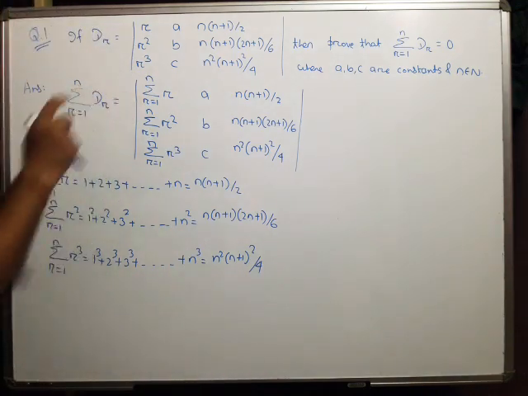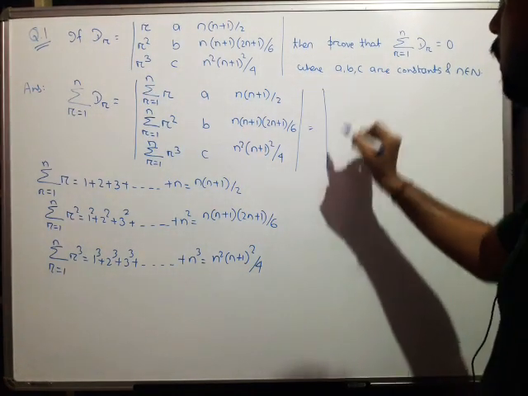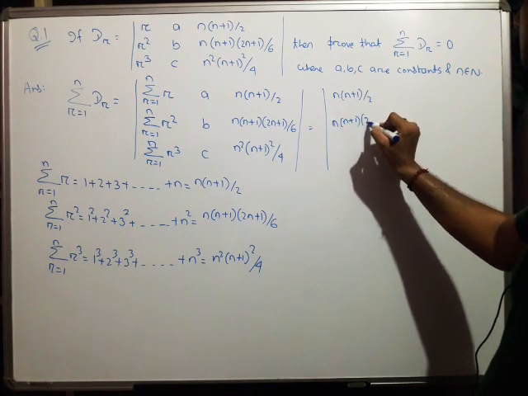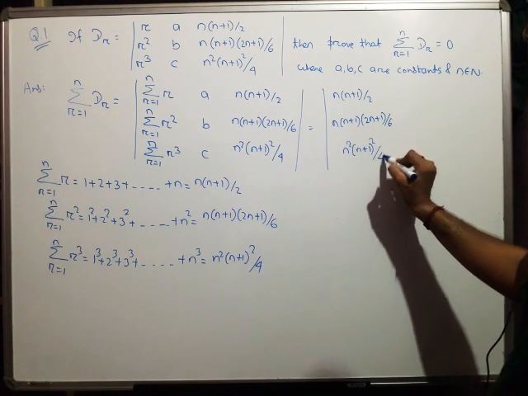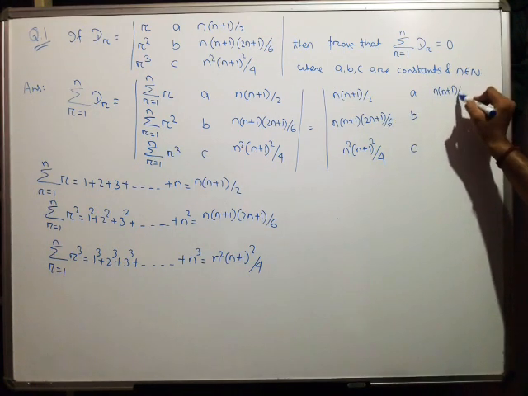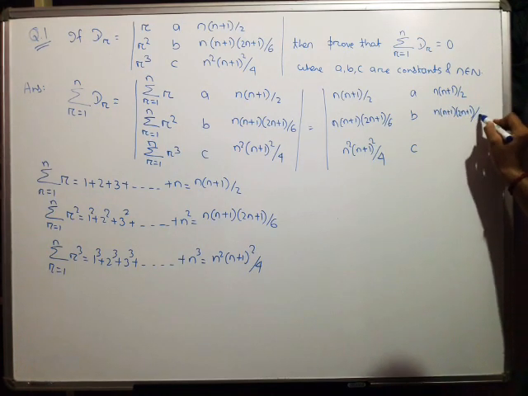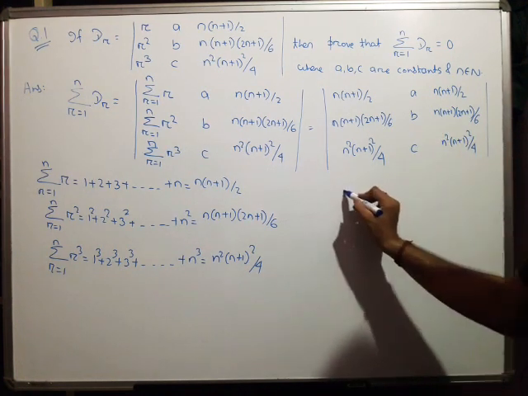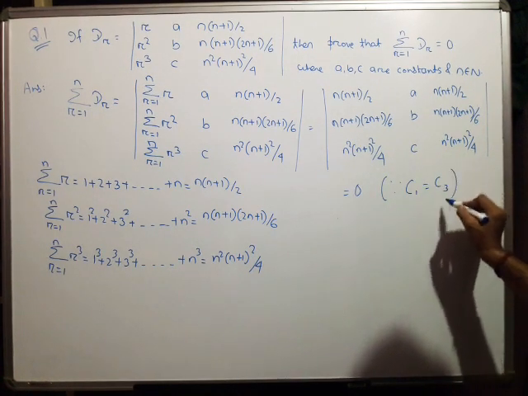Now putting these values in the determinant, we will get n plus 1 by 2, n plus 1 times 2n plus 1 by 6, n square times n plus 1 whole square by 4, then a, b, c, next n plus 1 by 2, n plus 1 times 2n plus 1 by 6, and n square times n plus 1 whole square by 4. This will be equal to 0 because column 1 is equal to column 3.